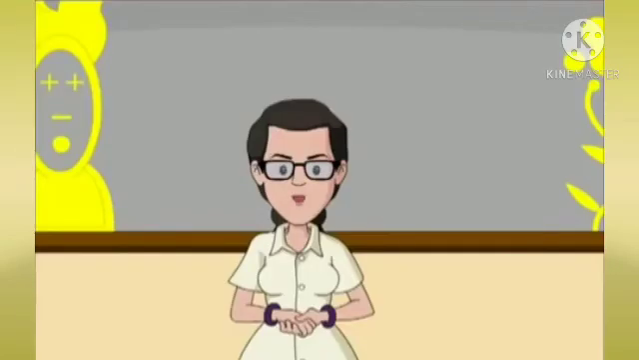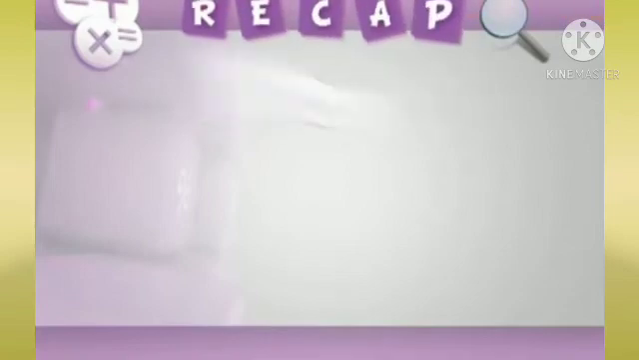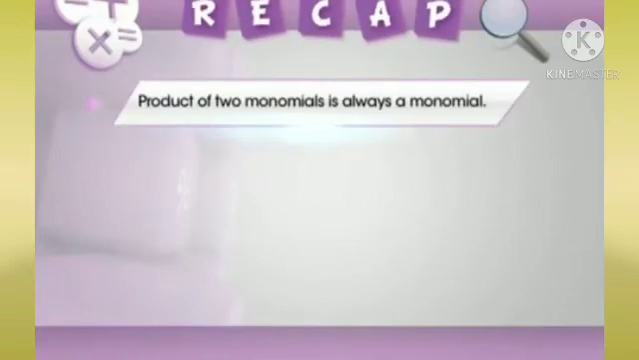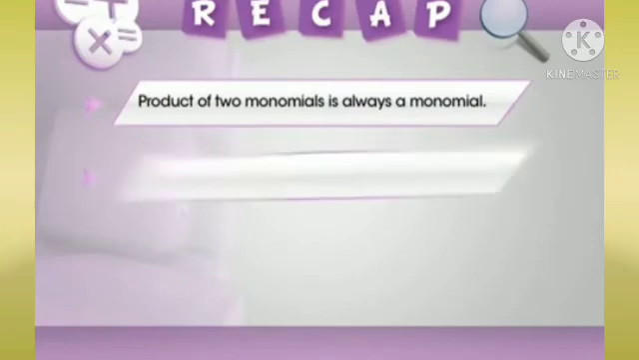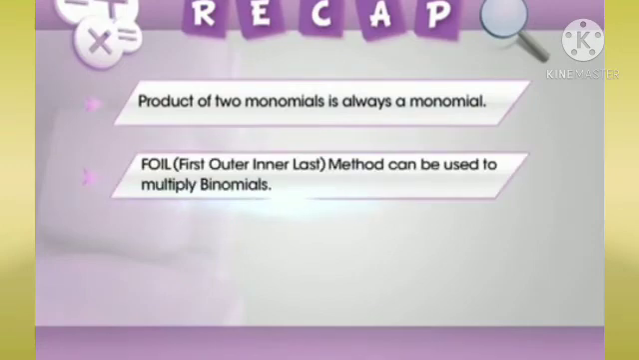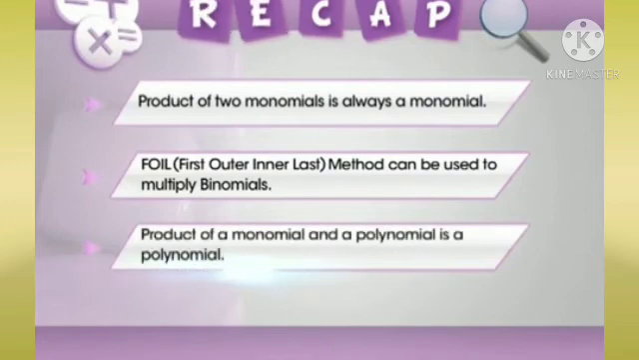Hey, it's time for a quick recap and then we are almost done. In this module, we learned that the product of 2 monomials is always a monomial. FOIL, first, outer, inner, last method can be used to multiply binomials. The product of a monomial and a polynomial is a polynomial.